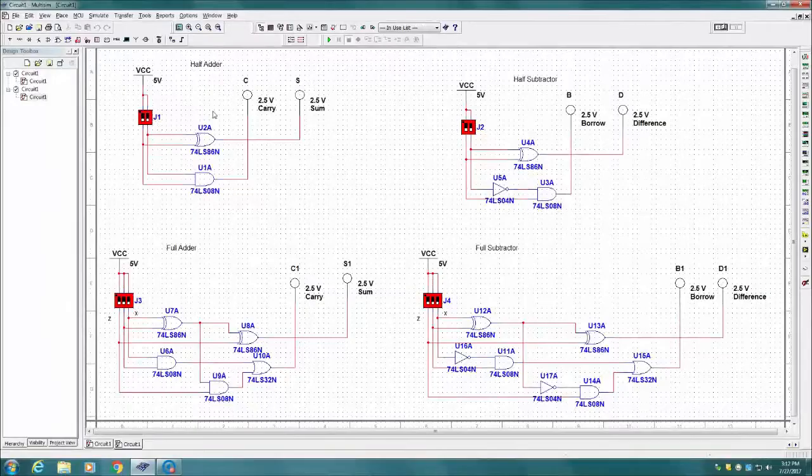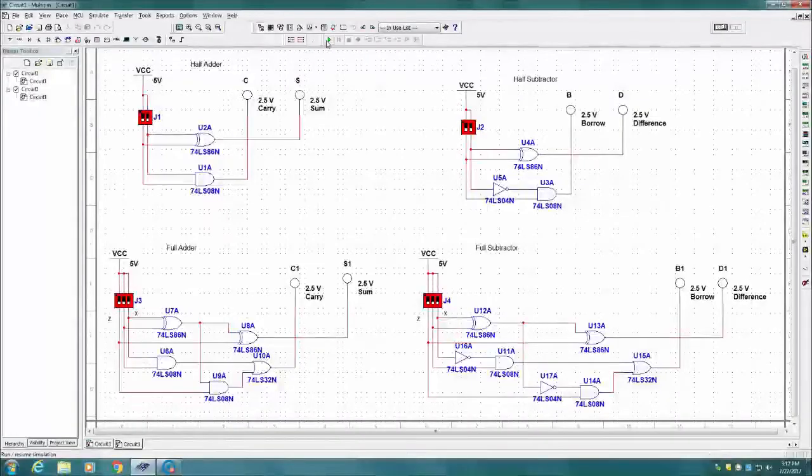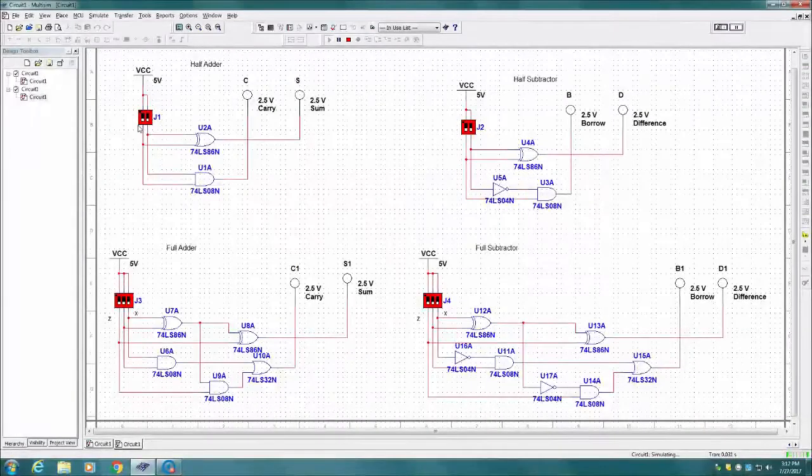For the half adder, which will add 2 bits X and Y and produce 2 outputs, sum and carry, when input is 0, 0, output sum is 0, and carry is also 0. When any one of the inputs is 1, the sum will be 1 and carry will be 0. When both the inputs are 1, the sum output will be 0 and carry output will be 1.